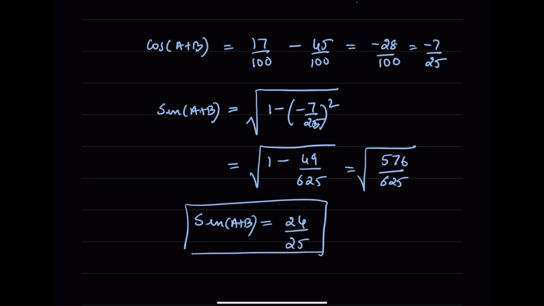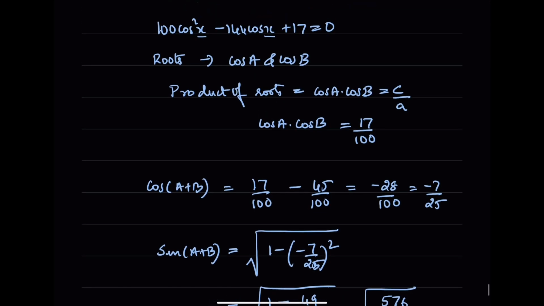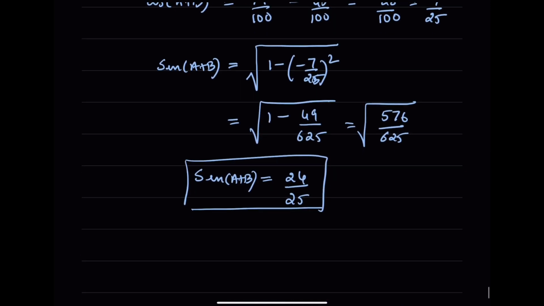So this is one of the unique questions we have solved in this playlist, where we have applied the concept of product of roots, which is C by A for a quadratic equation. And using this concept, we arrived at the value of sine of A plus B. Please watch this question, the solution again. If you have not followed, please drop a comment and I'll explain further. So let's try the second question now.